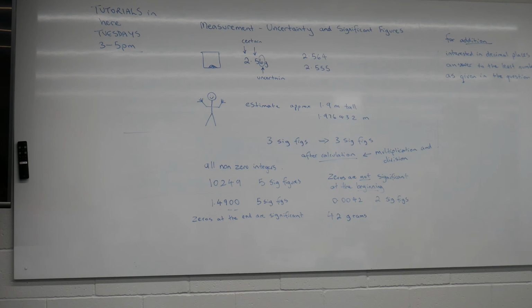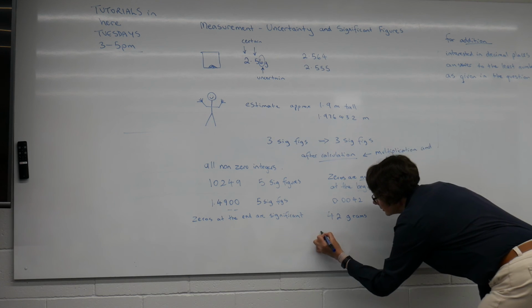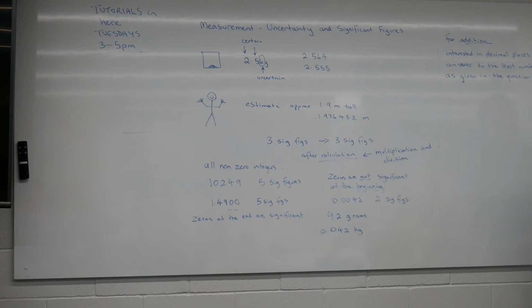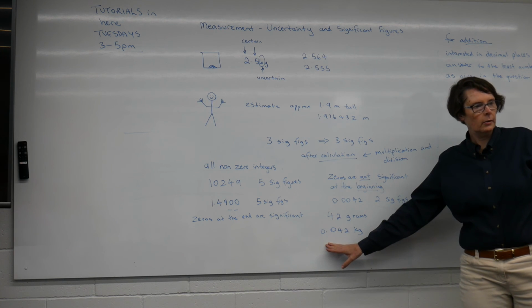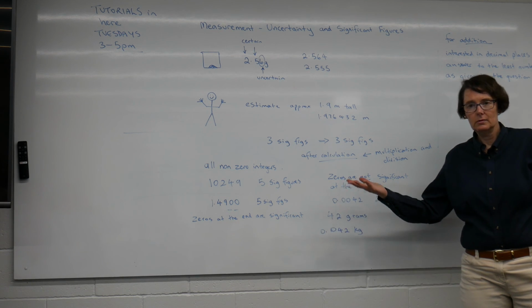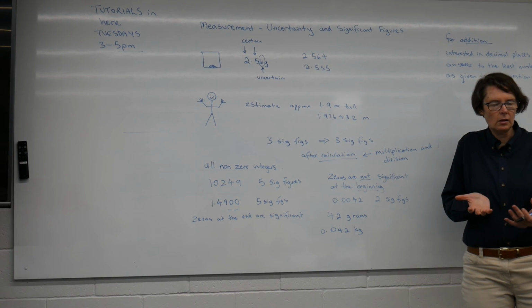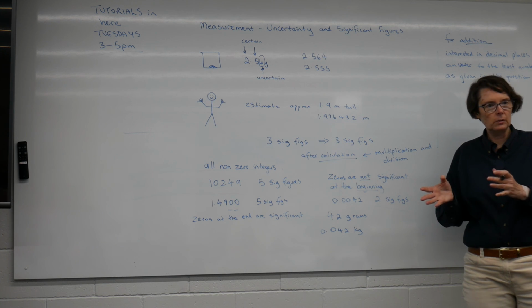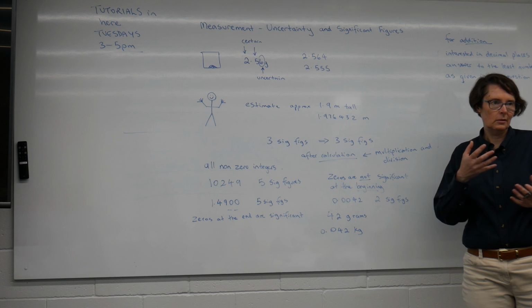How would I write that in kilograms? What would the number be? Yeah. 0.042 kilograms. It's the same number. All those zeros in the front are doing is acting as placeholders. And it depends on the units I'm using as to whether they're there or not. So that's why they're not significant. They're not really giving me any idea about how accurately I've measured something. It's just a relationship between the number and the units that I'm using.